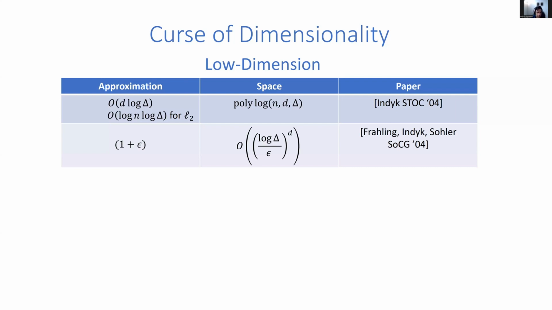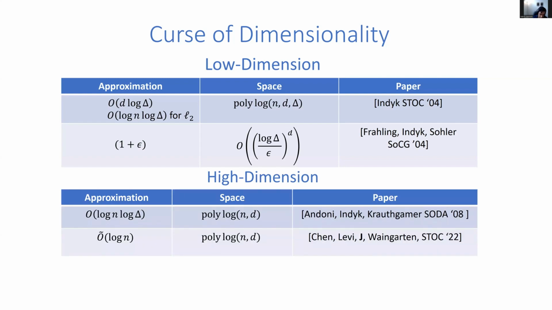On the other hand, we can get a very good approximation, for example a 1 plus epsilon approximation, if we allow the space to depend exponentially on the dimension. For example, if we allow the space to be roughly (log Delta over epsilon) to the d. Now, of course, this is the result of Erik and Sohler, and this is only useful when the dimension is at most log n. Otherwise, I'm just storing the whole data set, and I've gotten no improvement.